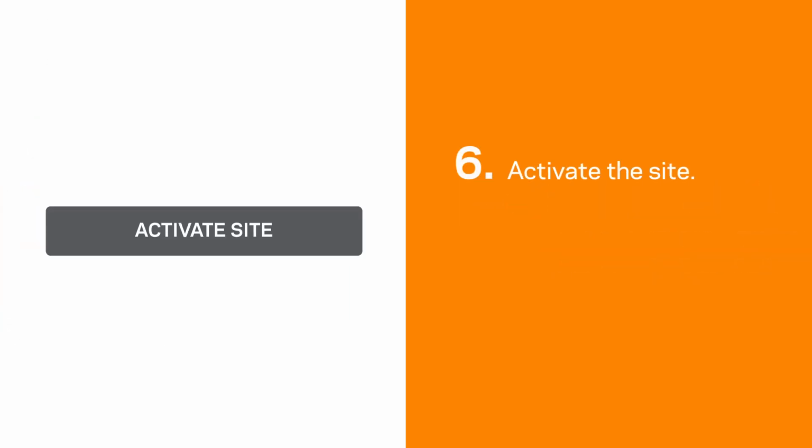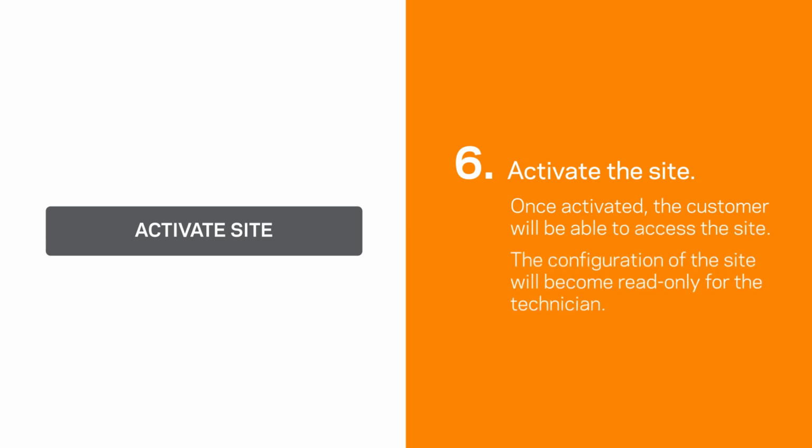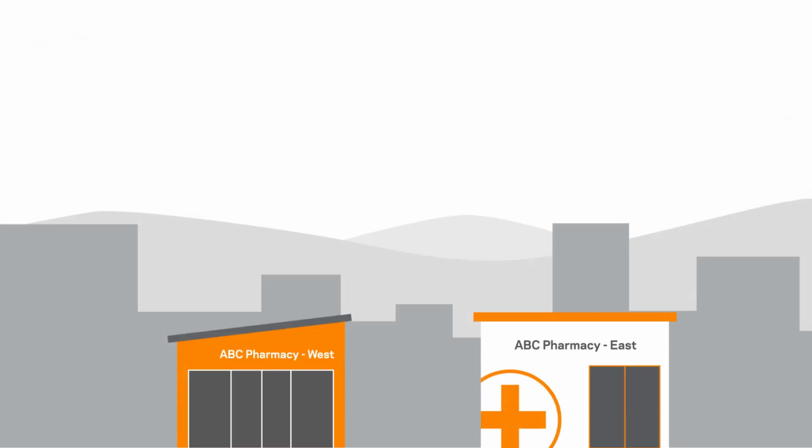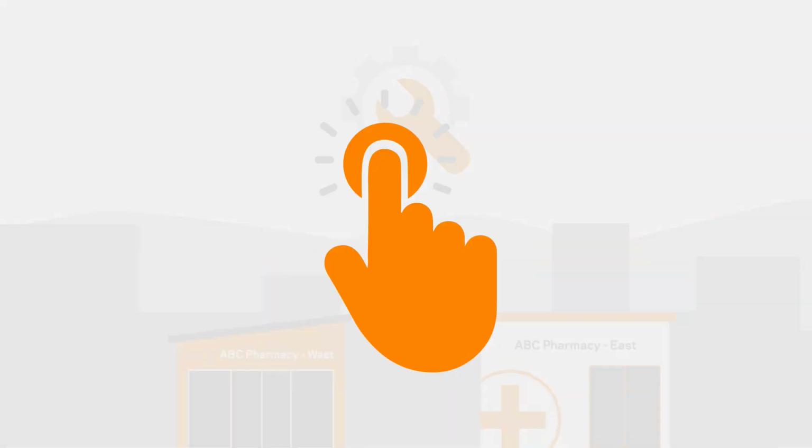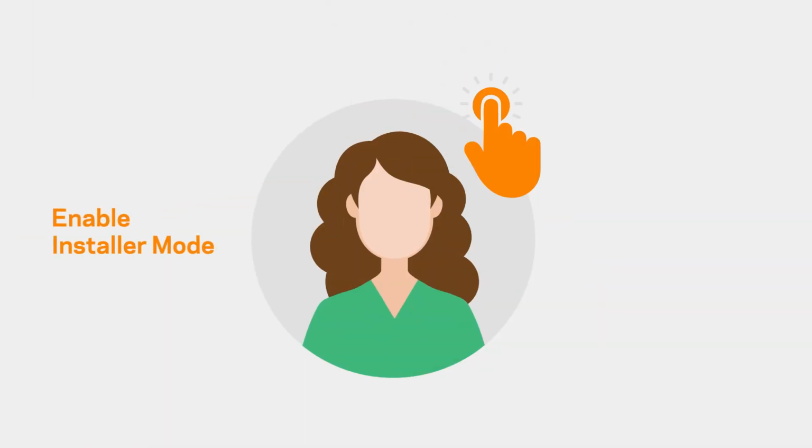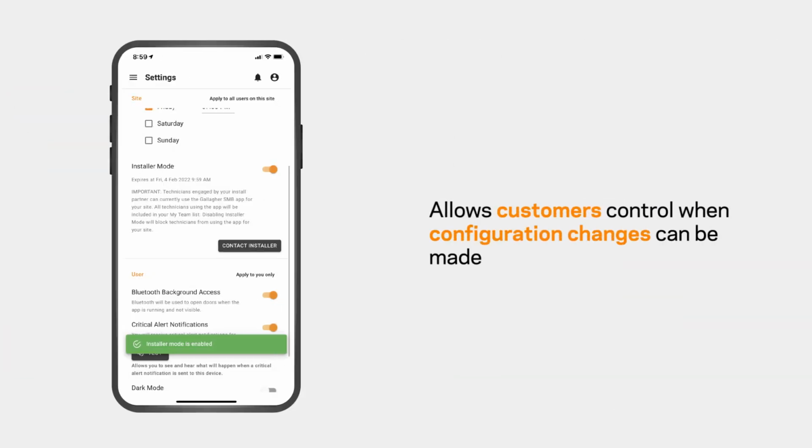Activate the site. Once activated, the customer will be able to access the site, and the configuration of the site will become read-only. Note: should you need to continue with the installation or configuration post-activation, ask the customer to enable installer mode. Installer mode allows the customer to control when configuration changes can be made to their site.